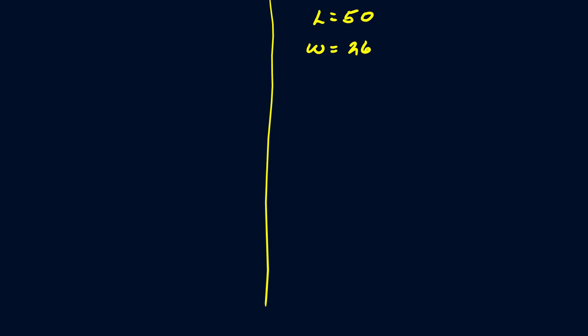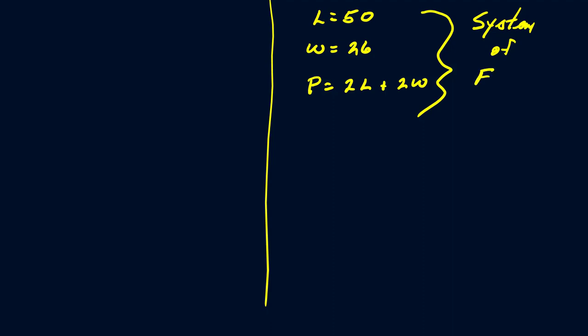And I still have perimeter equals 2 times the length plus 2 times the width. This is a system of equations. At this point, we've calculated the values for the length and the width, so I will check my work.